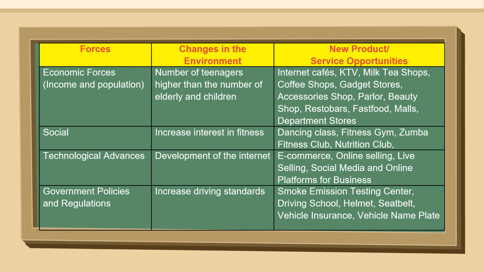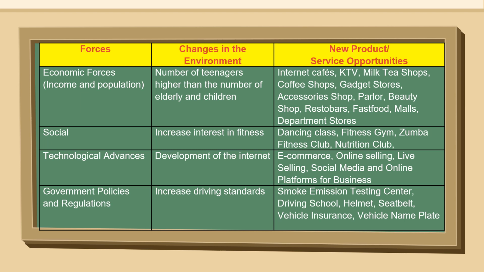their needs and wants. So you have their new internet cafes, KTV bars, milk tea shops, coffee shops, gadget stores, accessory shop, parlor, beauty shop, resto bar, fast food, malls, and department stores. For example, in Baybay, we have a lot of milk tea shops like Uchado, we have Splendid, and a lot more. And of course, we have a lot of gadgets and accessory stores, malls, and department stores like Prince, Metro, JNF, Pure Gold, and others.